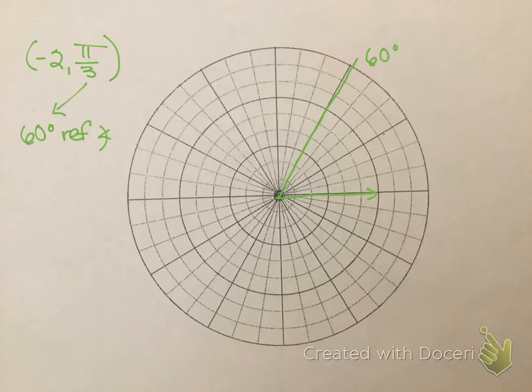I am starting here at the pole. And instead of counting out 1, 2 concentric circles, I need to go in the opposite direction. So I need to go in this direction, counting out 1, 2 concentric circles. So the point whose coordinates are -2, pi over 3 would be located right here.